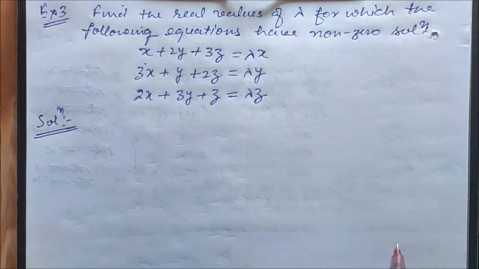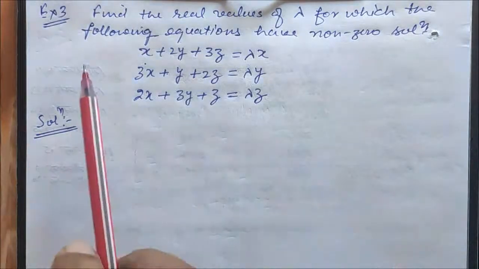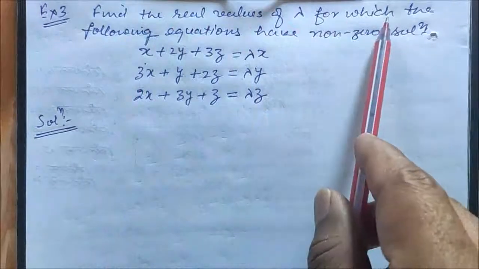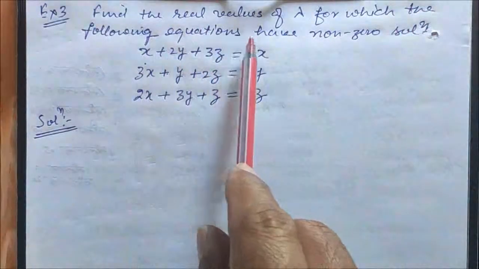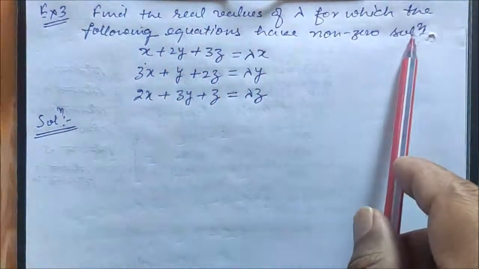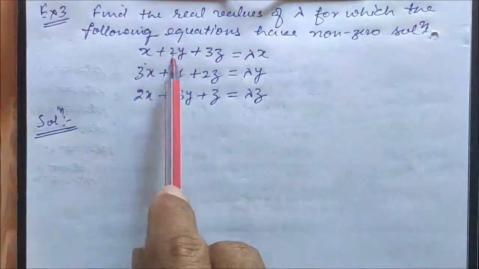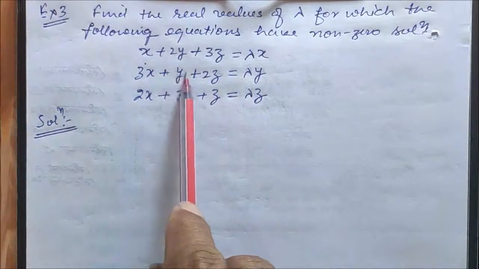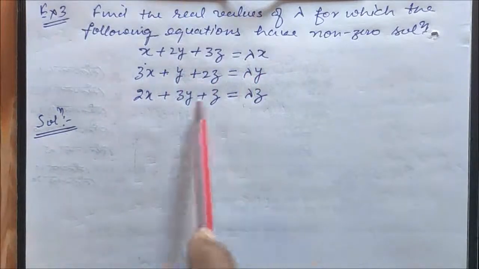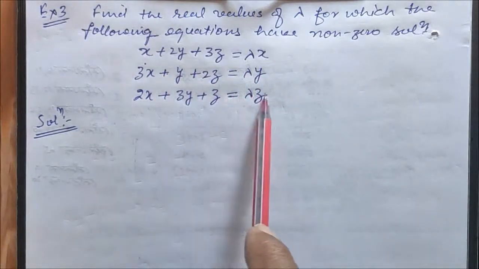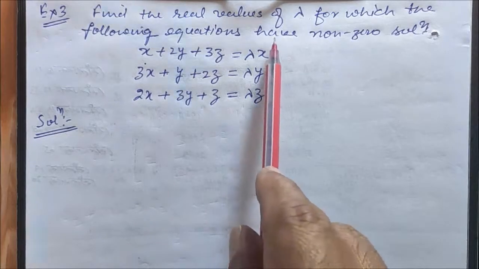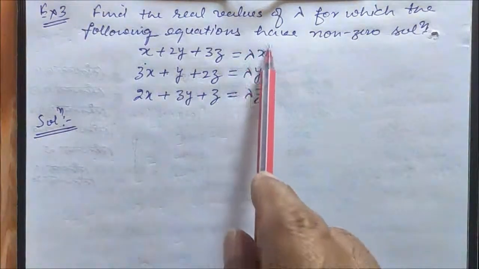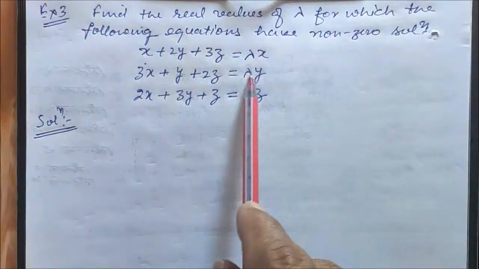Let us take another important example. Find the real values of lambda for which the following equations have non-zero solution. The equations are x plus 2y plus 3z is equal to lambda x, 3x plus y plus 2z is equal to lambda y, and 2x plus 3y plus z is equal to lambda z. Here you see in the right hand side, you also have the variable terms.